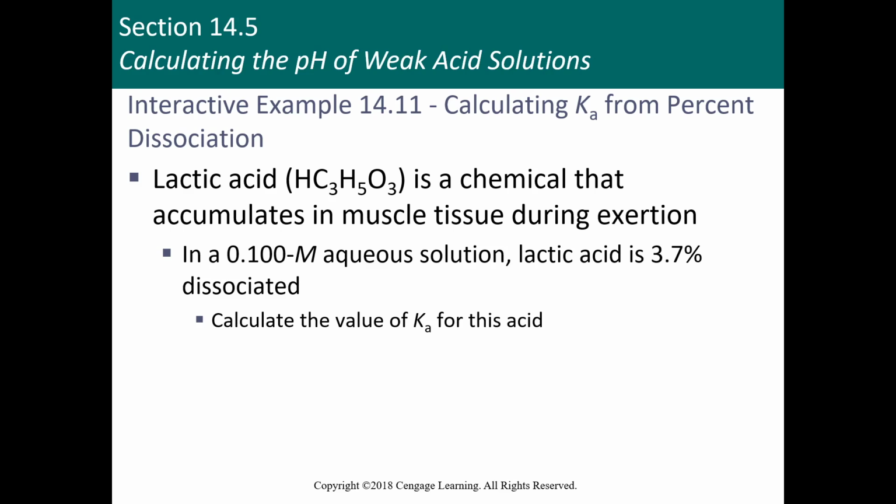All right, so let's try another interactive example. Lactic acid here is a chemical that accumulates in muscle tissue during exertion. You probably already knew that, actually. A 0.1 molarity aqueous solution of lactic acid is 3.7% dissociated. So let's calculate the value of Ka for this acid. In this case, we're going backwards. We actually know how much is dissociated. We know the initial concentration. We need the Ka for this.